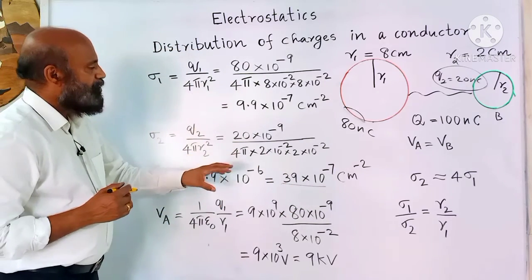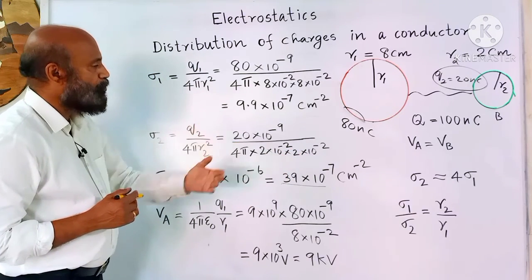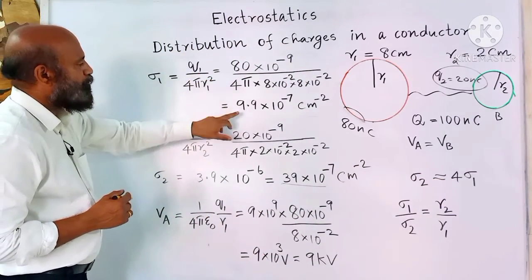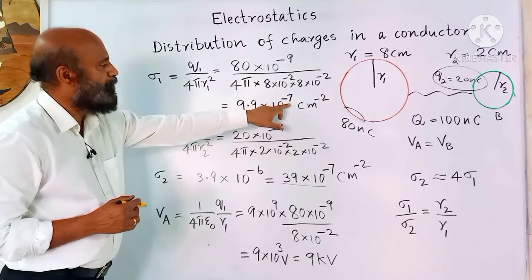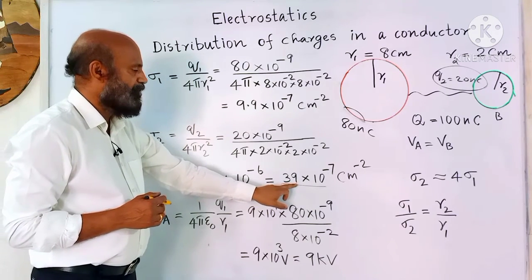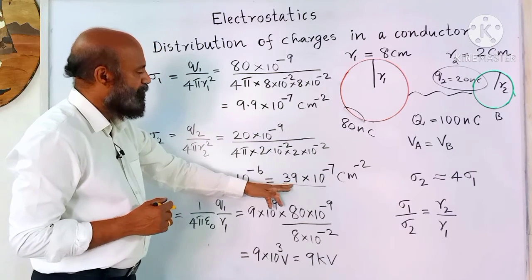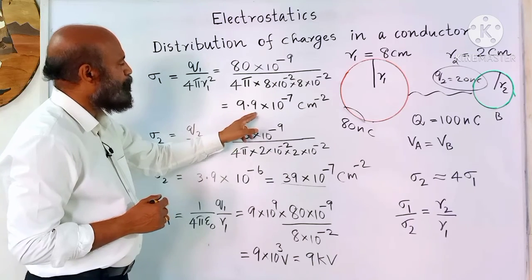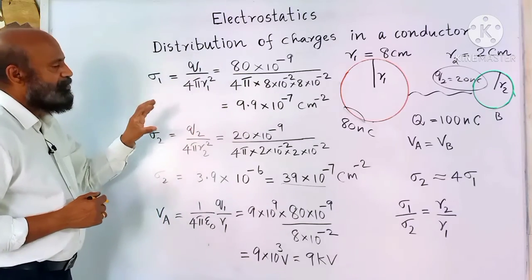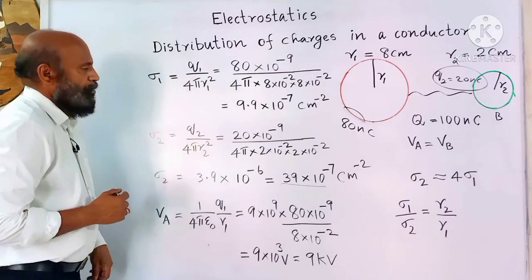So you can see charge density on the second sphere is nearly 4 times the charge density on the first sphere. First sphere 9.9 into 10 raised to minus 7, so approximately we can say it is 10. This is 39 into 10 raised to minus 7. So you can see 39 here, and it is 9.9 there. So this is approximately 4 times the charge density on the first sphere. So sigma 2 is 4 times sigma 1.